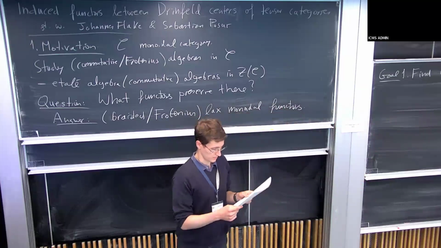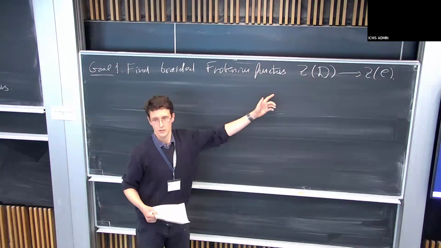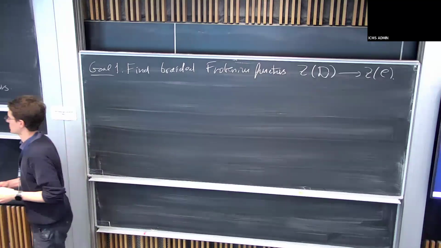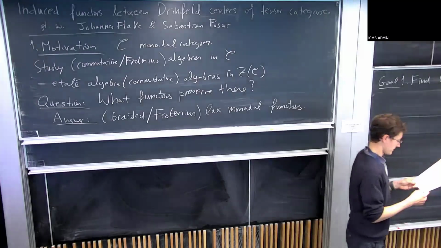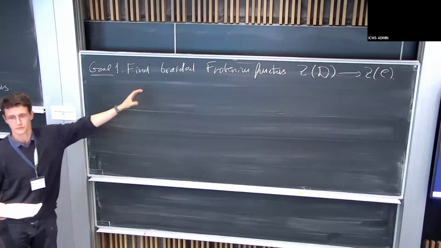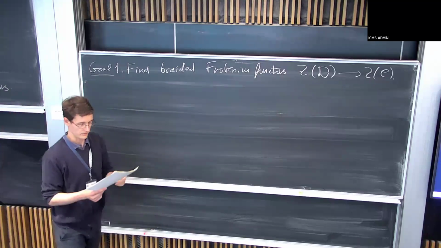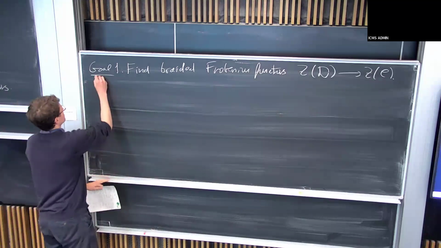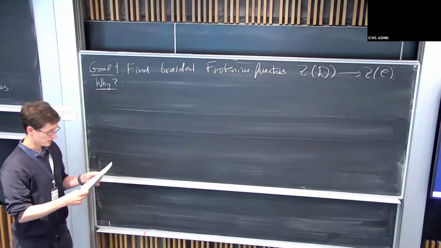Asking for strong monoidal functors is too strong of a requirement. I know very few examples of strong monoidal functors between different centers. This seems to be too much to ask. But it turns out that there exists quite a range of lax monoidal functors, sometimes even Frobenius monoidal functors, but that's more of a special situation. I will also define what that means later, but this is just an overview of what I want to talk about.